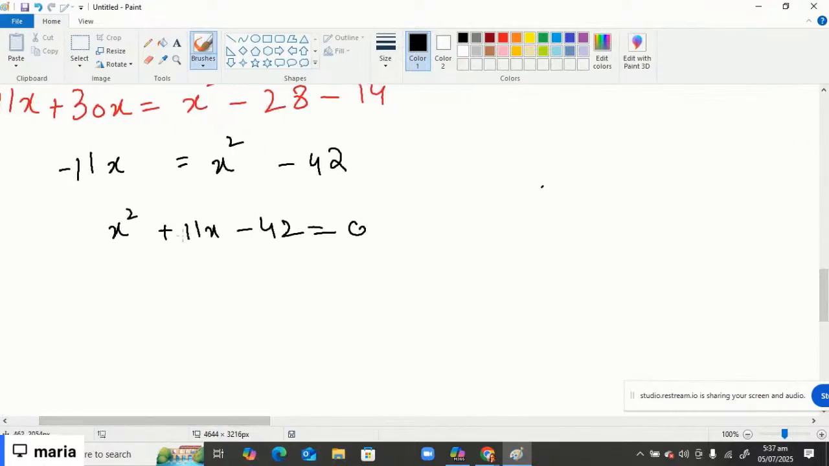So this is x square plus 11x minus 42. How to check it? First of all, we multiply the first term and the last term, the square term and the constant term.